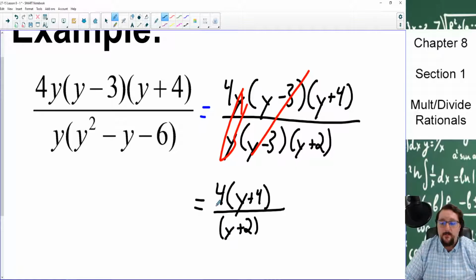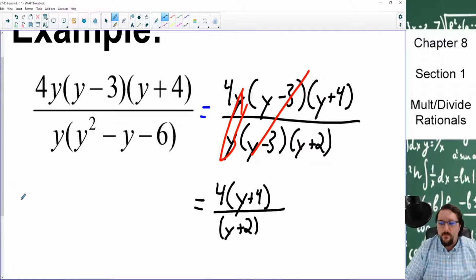Now, please be careful. You cannot cancel things that aren't being multiplied. We're able to cancel this y here because they're being multiplied by the things around it. I cannot cancel the y's inside of these parentheses. They're not being multiplied. There's addition next to them. We can only cancel out things that are being multiplied. Otherwise, they're stuck. It's sort of why fractions work the way we know them, right?